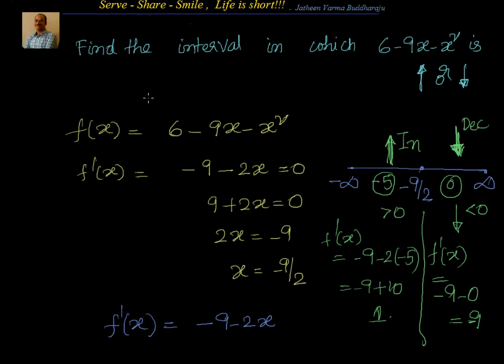So my answer will be: the interval in which the function is increasing is minus infinity to minus 9 by 2, and the interval in which the function is decreasing is minus 9 by 2 to infinity. So if x is less than minus 9 by 2, then the function is strictly increasing, and it's strictly decreasing for x greater than minus 9 by 2. We'll do one more example and wrap this session, and we'll continue some more examples in the coming sessions.